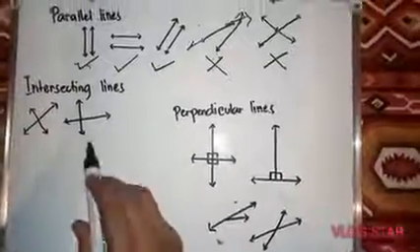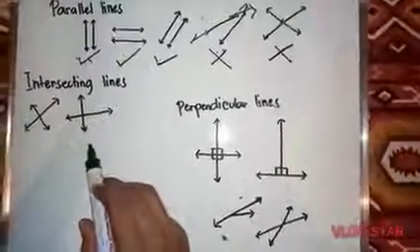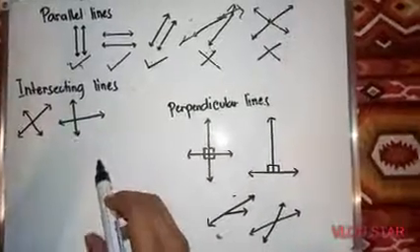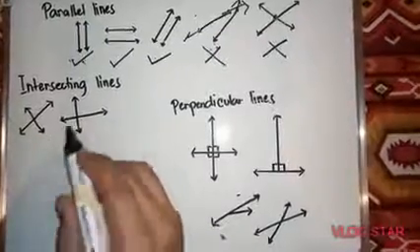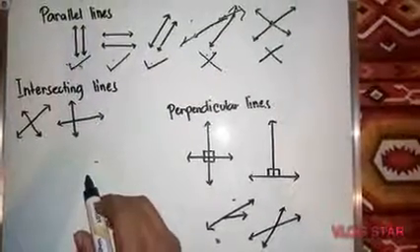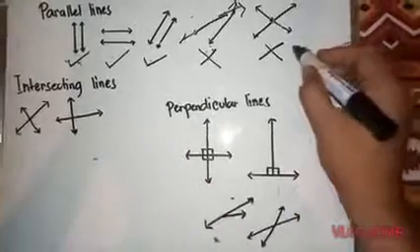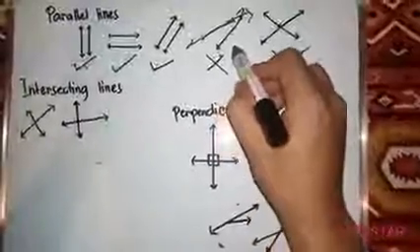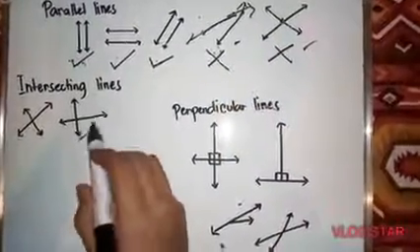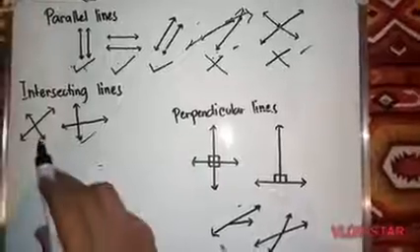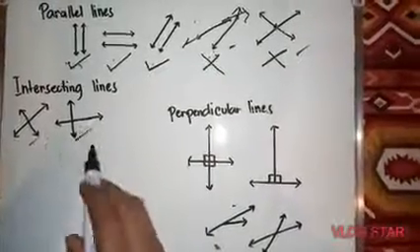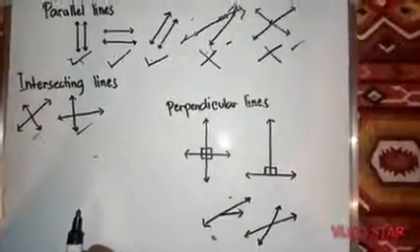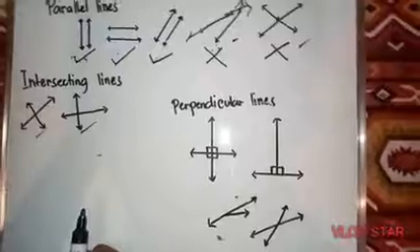Next is intersecting lines. When you say intersecting lines, they are lines that cross each other. If the two lines meet at one point, that is what we call intersecting lines. So this one is intersecting lines, and even if you extend, this one is intersecting lines, and this one, because the two lines meet, that is intersecting lines.